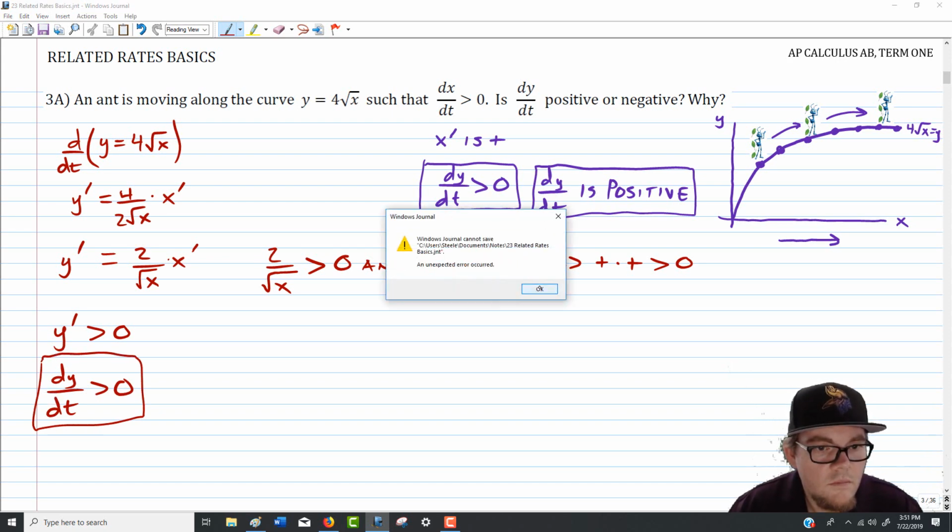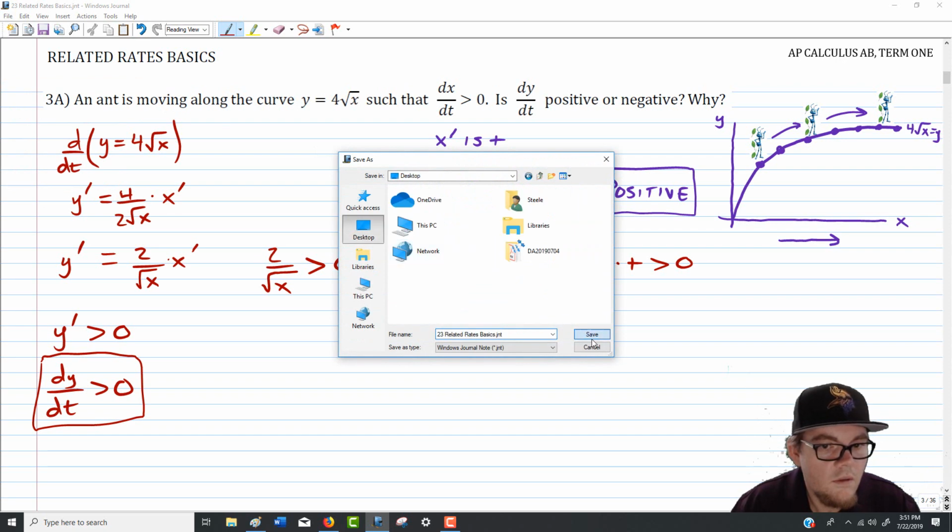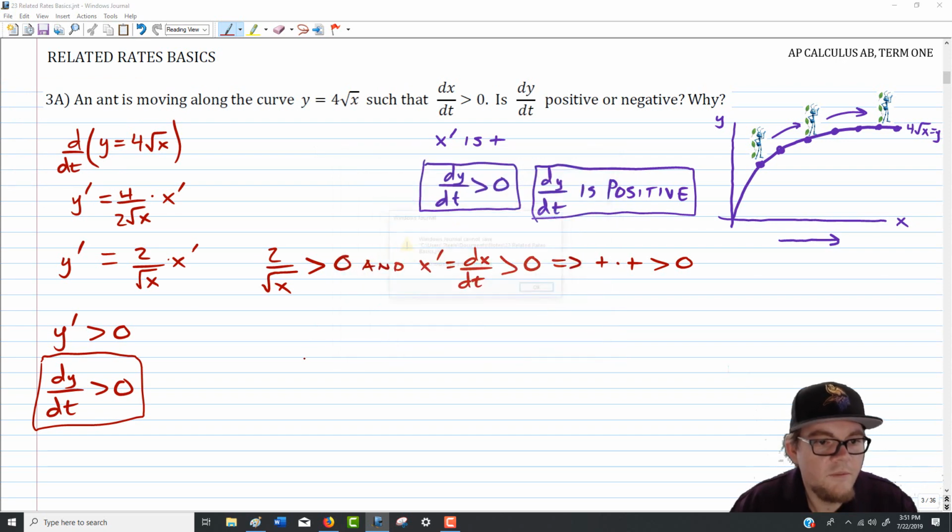What? Cannot save it? Unexpected error? Oh, error. Boy, we don't want to save my work, do we? Let's go somewhere else. An unexpected error is being saved.